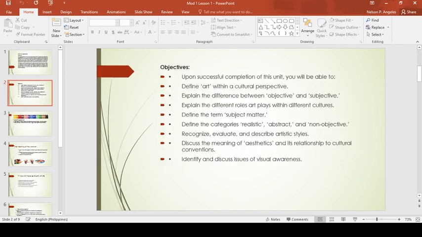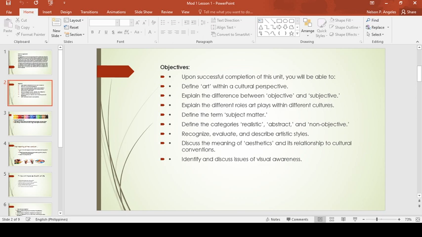So what are the objectives of this? Upon the successful completion of this unit, you will be able to define what is art within a cultural perspective. Explain the difference between objective and subjective. Explain the different roles art plays within different cultures. And define the term subject matter. Define the categories realistic, abstract, and non-objective.